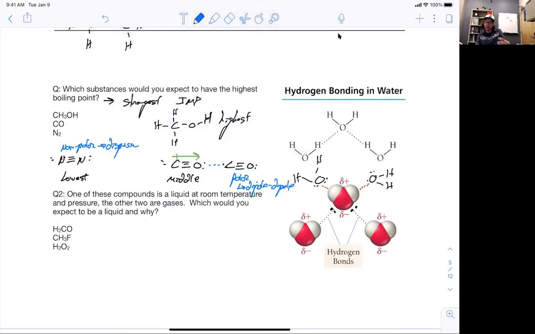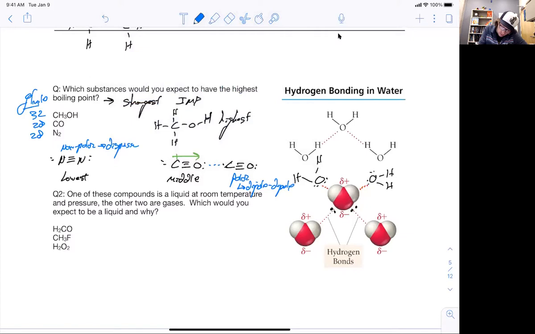And the reason we're comparing these three molecules is that they're very similar in size. If you have one non-polar molecule that is much bigger than a small polar molecule, it can be kind of tricky. So usually we're comparing either the same size, different intermolecular forces, or the same intermolecular forces, but different sizes or shapes. So this is 32, 28, and 28. So very similar molecular weights. That's why we're comparing them.